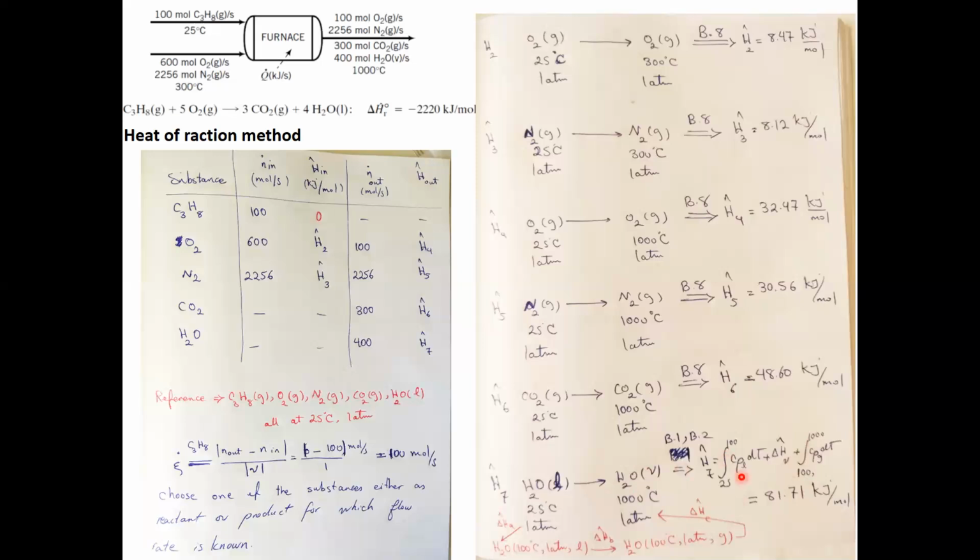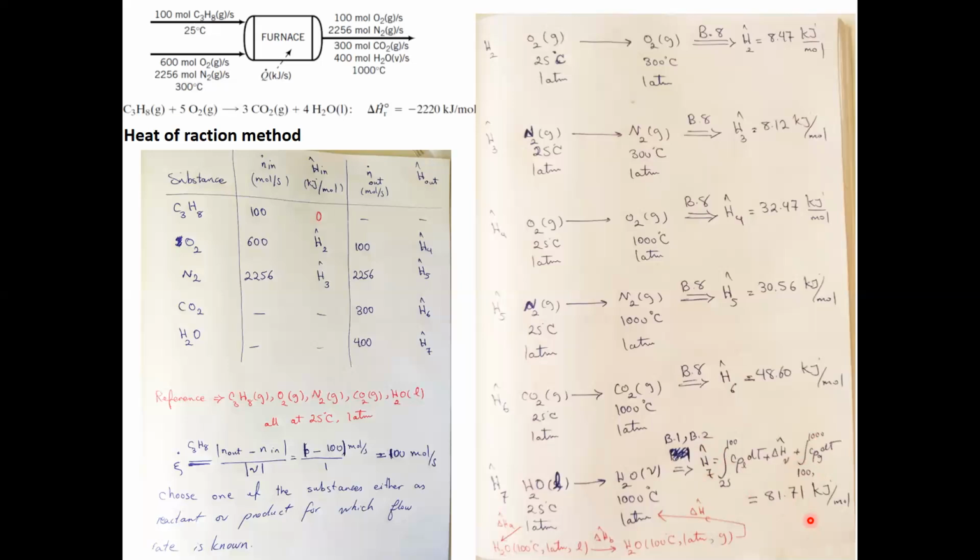The Cp information is available in table B2. You can read it from table B2. Delta H vaporization is available in table B1 for water. Cp is again available in table B2. The only difference between this Cp and this Cp is that this Cp you have to find for liquid, because at this stage water is liquid. This Cp should be considered in the gas phase. I have calculated these three values and found that H7 here is 81.71.